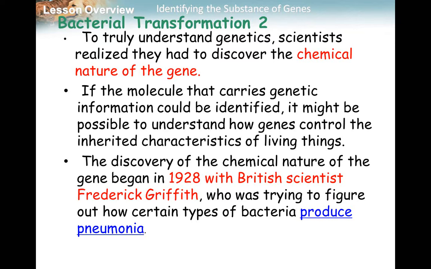The discovery of the chemical nature of the gene began in 1928 with the Danish scientist Frederick Griffith, who was trying to figure out how certain types of bacteria produce pneumonia. And I know it starts with the P, but that's how you actually spell it. Pneumonia starts with the P.